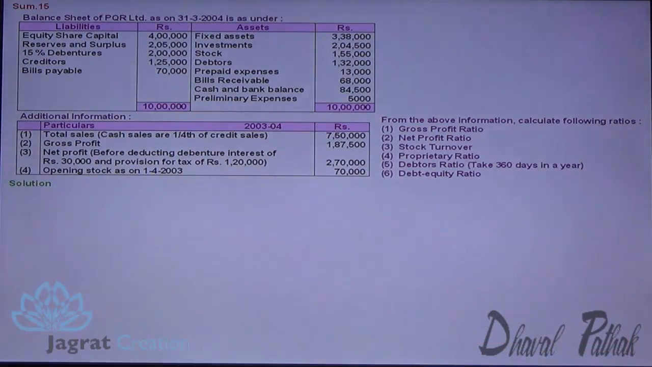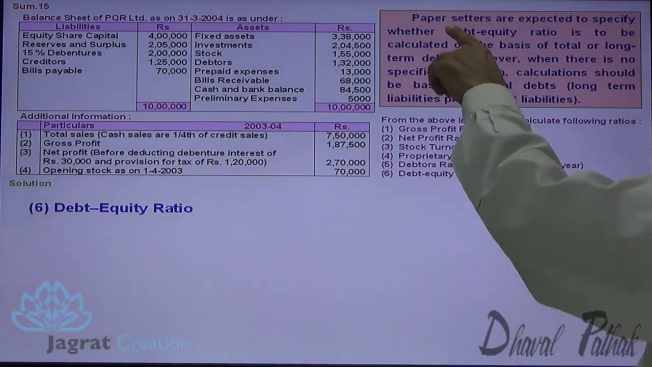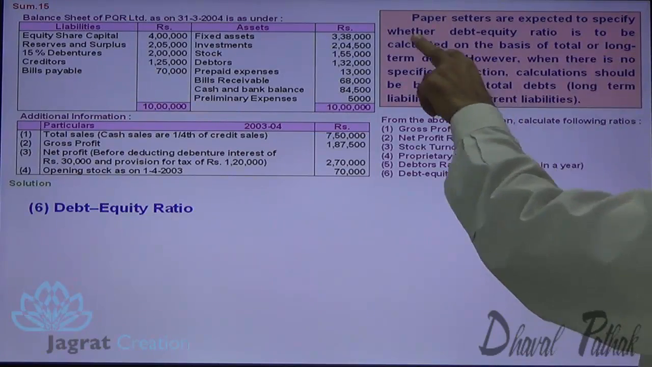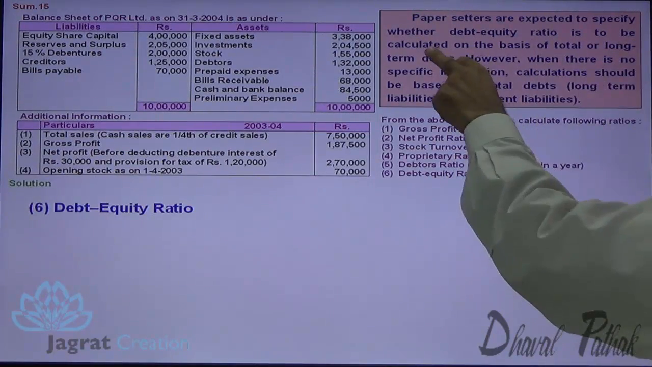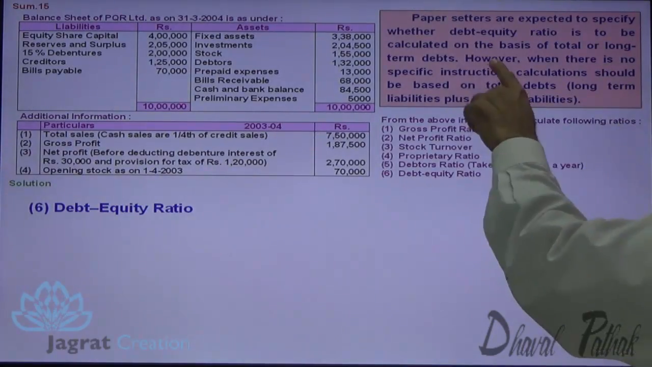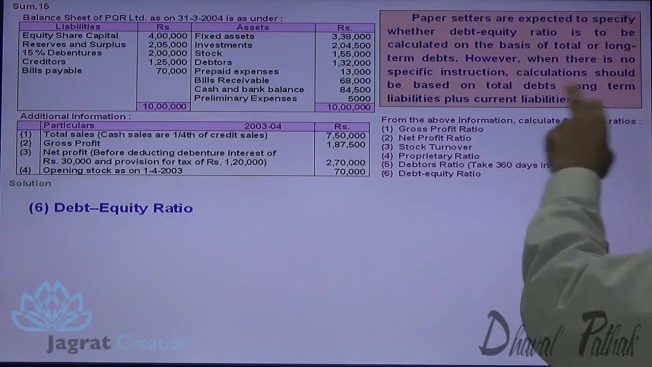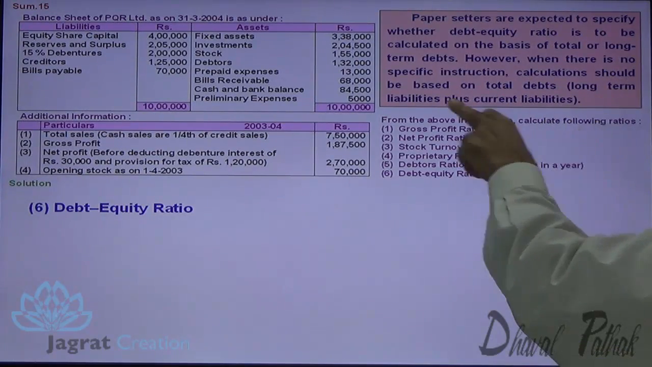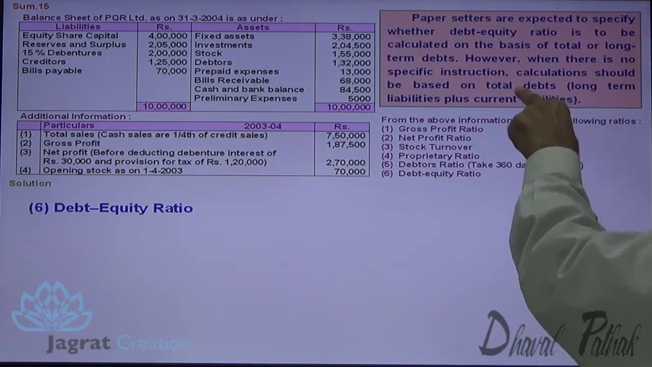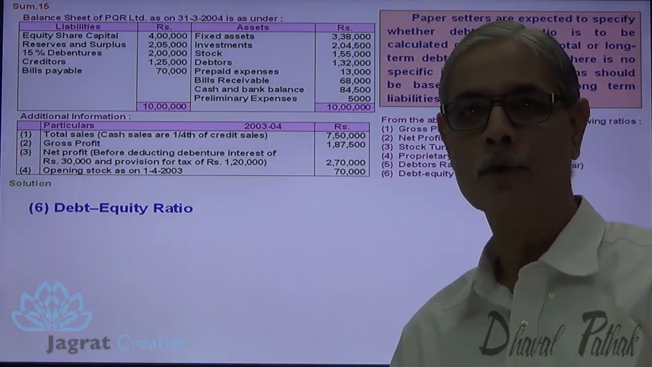Next, debt equity ratio. Very important note. Paper setters are expected to specify whether the debt equity ratio is to be calculated on the basis of total or long-term debts. However, when there is no specific instruction, calculation should be based on total debts. So long-term liabilities plus current liabilities means total debts. Here I am going to work out the debt equity ratio on the basis of total debts.